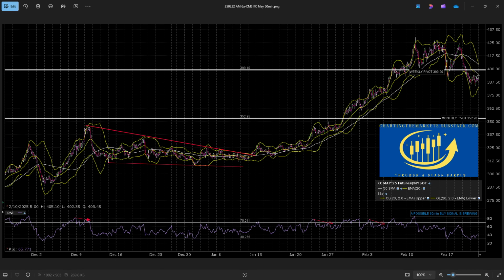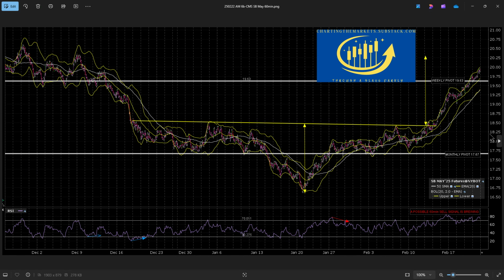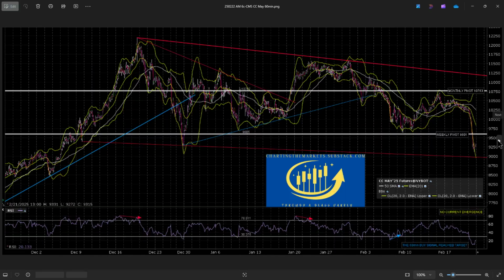KC, this still looks like a bull flag to me. We've now got a possible 60-minute buy signal brewing. I'm leaning towards seeing a retest of this high. Looking at SB, SB is making steady progress towards the inverted head and shoulders target of 20.25, and I'm not seeing anything obvious to suggest that it isn't going to make it. We've had a possible 60-minute sell signal brewing, but that was brewing actually for most of last week.